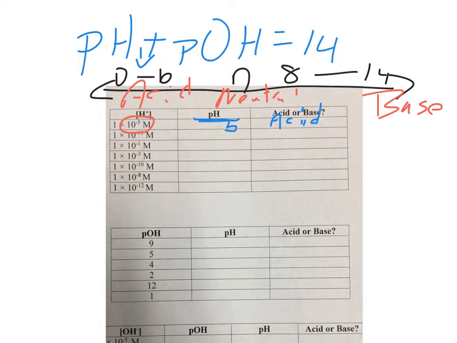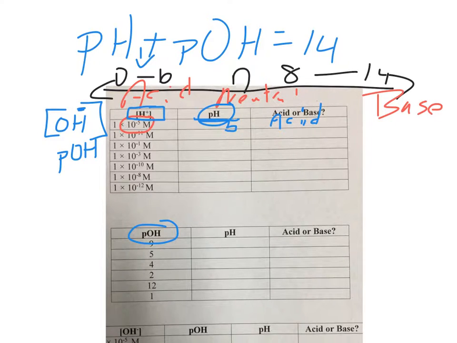Remember, your main objective is to figure out your pH, or you might have to figure out your pOH. If you have that hydrogen with a plus charge in there, that means you're looking for the pH. If you have the brackets with an OH and a negative, that means you're looking for the pOH. The pH is always going to be the one that tells you whether it's an acid or a base. So if you're given the pOH, you have to figure out the pH.